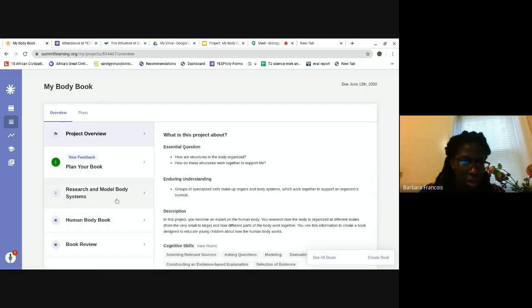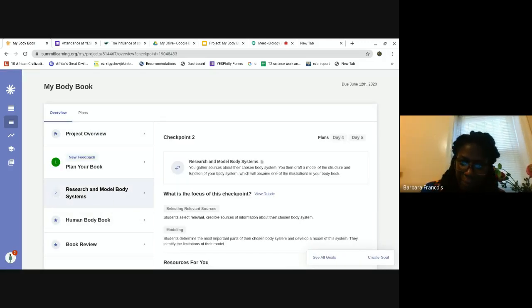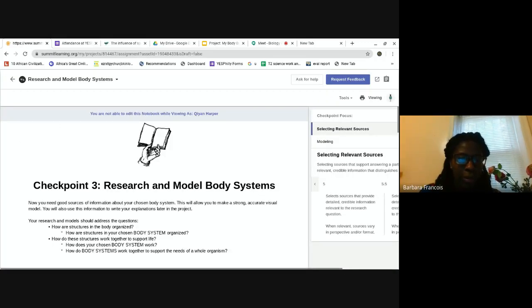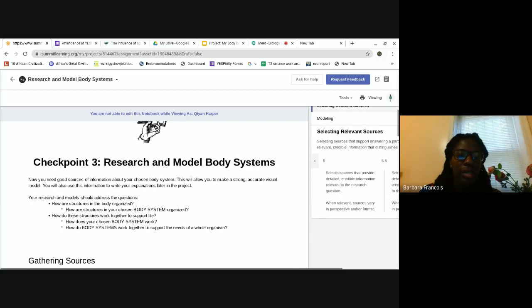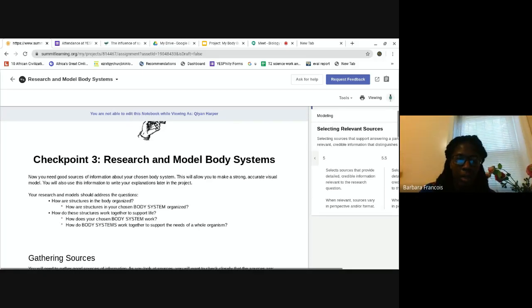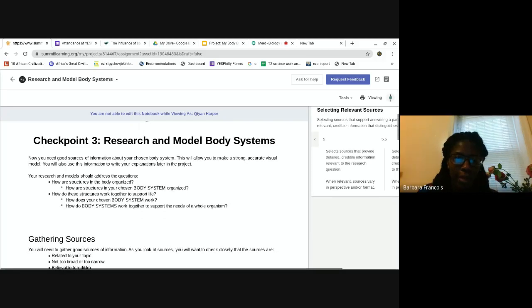Wonderful. This is considered checkpoint 2, but it's really checkpoint 3 because I removed checkpoint 2 from the system because a lot of kids were not doing it, and I didn't want you guys falling too far behind. So checkpoint 3 is about you guys researching and modeling body systems.